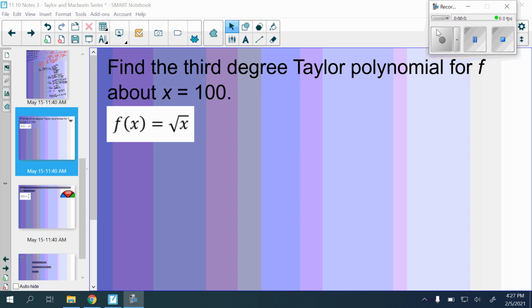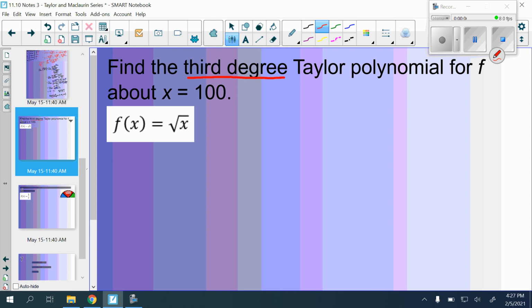All right, so this one's asking us to find the third degree Taylor polynomial about x equals 100. So let's continue like we've been doing. We'll have a table here. We want to make sure that we go out to 3 here because that's the one they asked us to find, third degree. So we want to make sure we go to the third one.